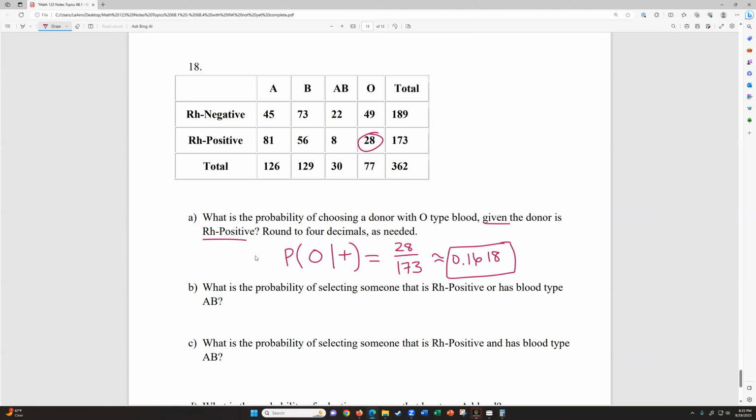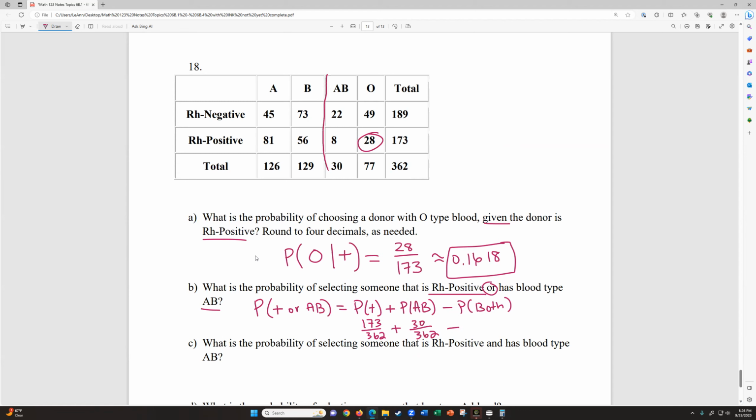What is the probability of selecting someone that is RH positive or AB? So probability of positive or AB would be the probability that I'm positive blood plus the probability that I have AB blood minus the probability that I have both. Okay, so positive is 173 out of the total number of people. We're not doing a conditional probability. Plus AB is 30 people out of 362 total people.